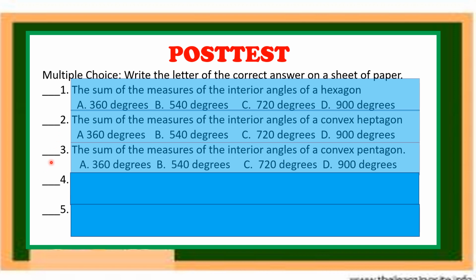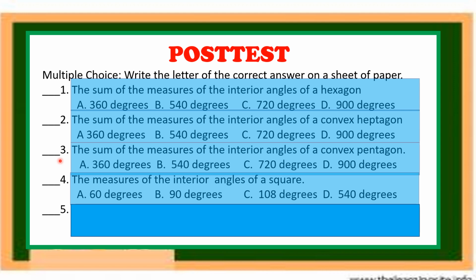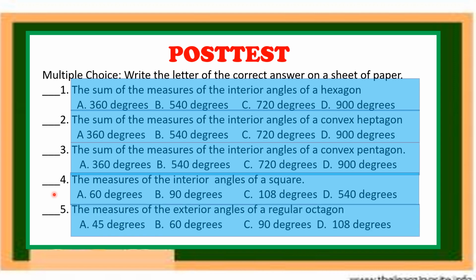Number 3. The sum of the measures of the interior angles of the convex pentagon. Letter A, 360 degrees. Letter B, 540 degrees. Letter C, 720 degrees. Letter D, 900 degrees. Number 4. The measures of the interior angles of a square. Letter A, 60 degrees. Letter B, 90 degrees. Letter C, 180 degrees. Letter D, 540 degrees.